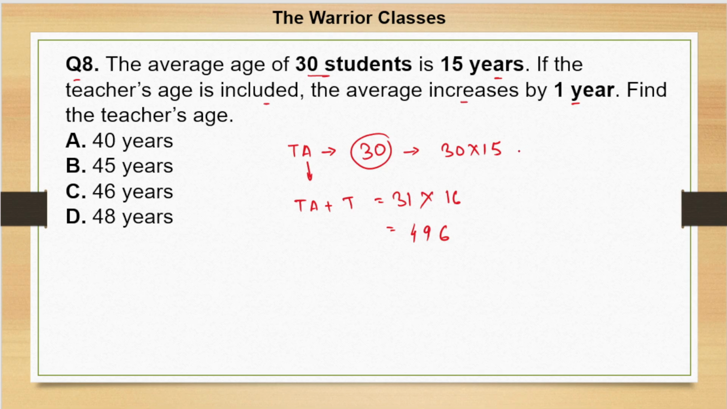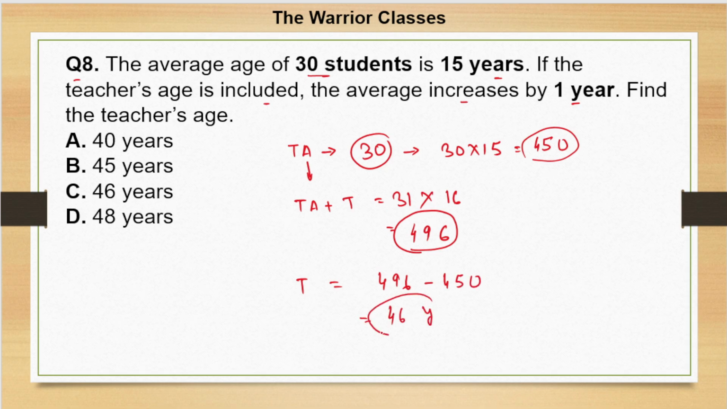And earlier total age was 15 multiplied by 30, it is 450. Now the age of the teacher will be total age including teacher minus total age. So it will be 496 minus 450. So it will be 46 years. The correct answer is 46, option number C is correct.